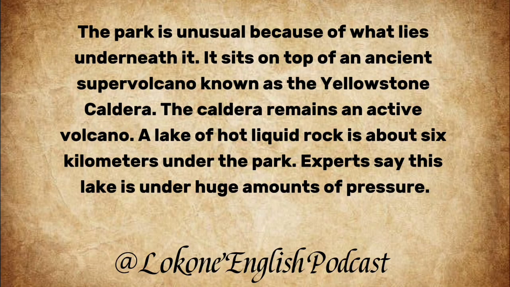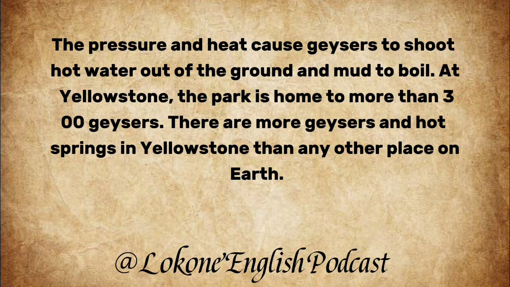The park is unusual because of what lies underneath it. It sits on top of an ancient supervolcano known as the Yellowstone caldera. The caldera remains an active volcano. A lake of hot liquid rock is about 6 kilometers under the park. Experts say this lake is under huge amounts of pressure. The pressure and heat cause geysers to shoot hot water out of the ground and mud to boil.